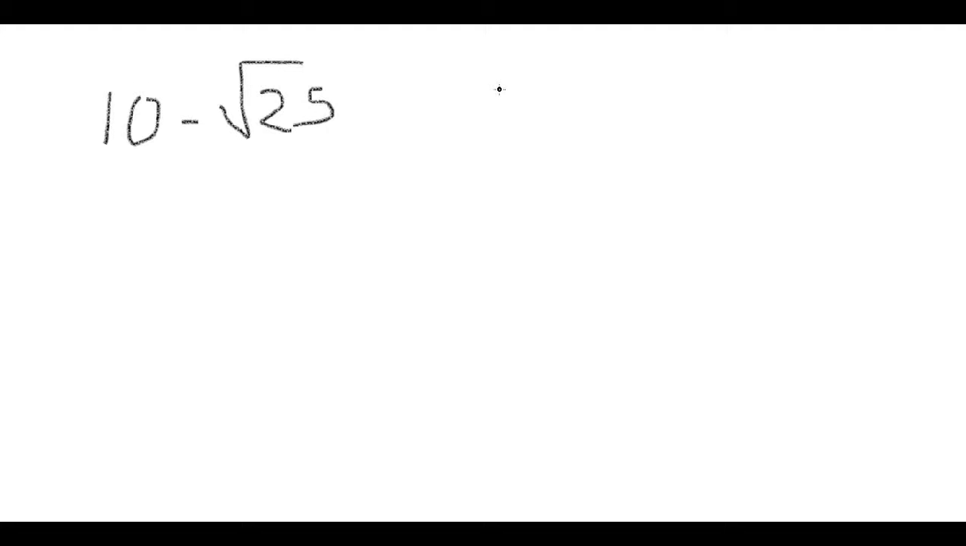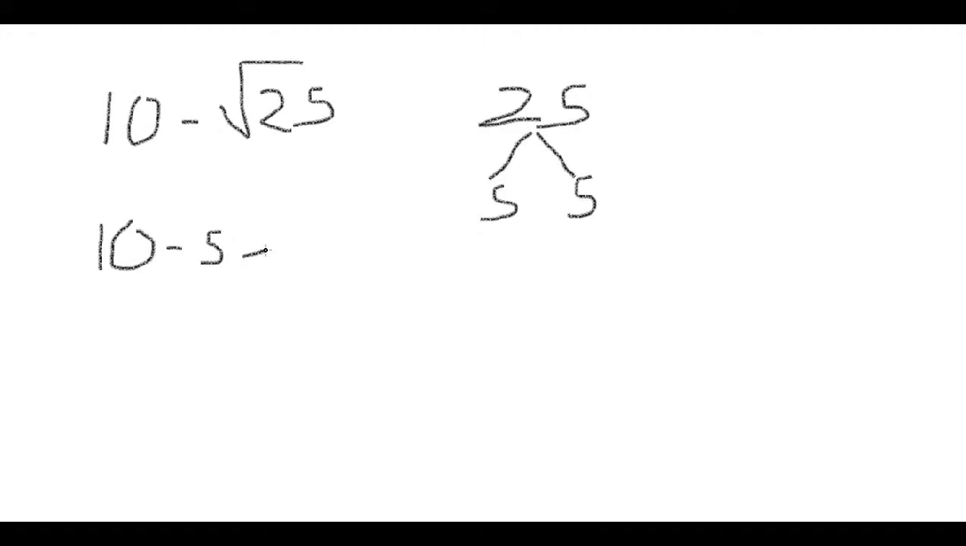Now the example I wrote in class the other day was 10 minus the square root of 25. Same procedure. The square root of 25 can be broken down into just 5 and 5. So the answer will be, when we write it down, 10 minus 5 equals 5.